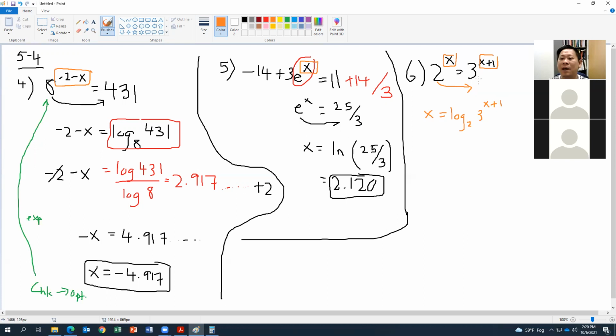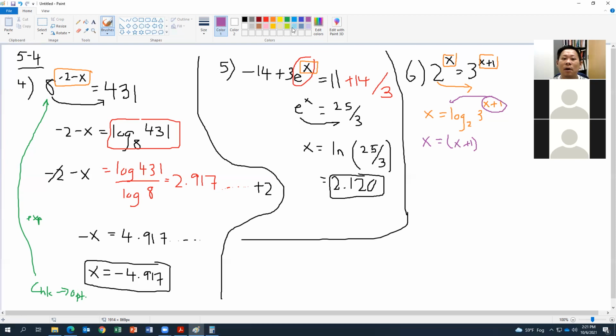Now this is x plus 1. So we got a 3 to the x plus 1 here. What you need to do is move the x plus 1 to the front, because this is one of the properties of log or ln. You can move the x plus 1 to the front as long as there's a log in there. So we will have x equals x plus 1.